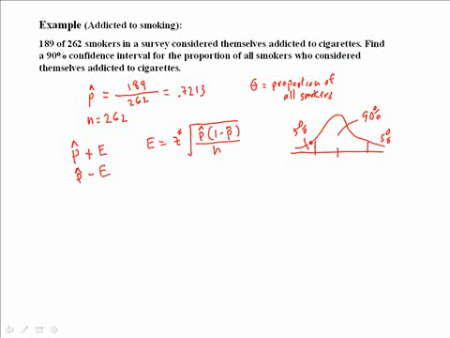And so if we want to look up the area that has 90% in the middle and 5% on the right and 5% on the left, then I need to come up with this z value right here on the right-hand side. See that one?